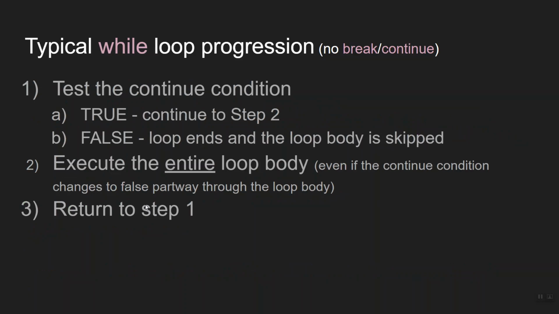So this is a typical progression. You can look at this and try to get a feel for how we're going to step trace through this. First, we check the condition to see if it's true or false. If we get a true evaluation, then we're going to execute the entire loop body. Even if in the middle of that body, our condition becomes false, the body will continue to execute until the very end. It's only then, where we return back to step 1 and test the condition after the loop body has finished, that it's going to evaluate as false at that moment, and then we skip the body in any subsequent iterations.